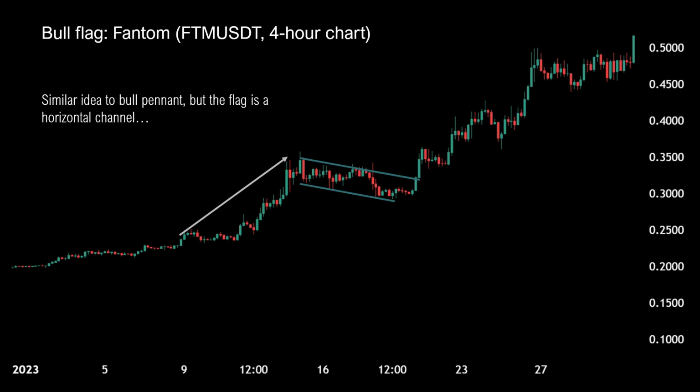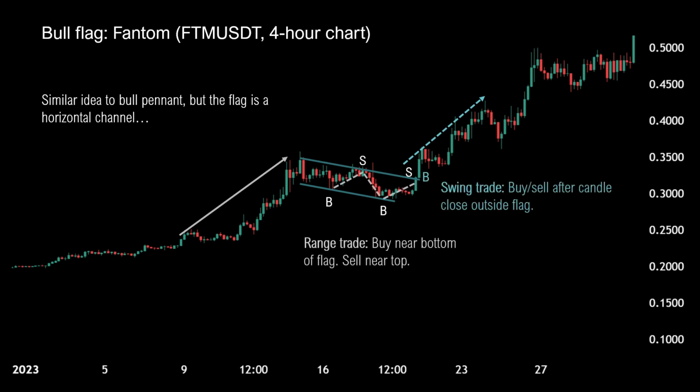Eventually, once sellers have tried their best to push the price down but failed, a bull flag often breaks to the upside. Range traders do this, and swing traders do that.